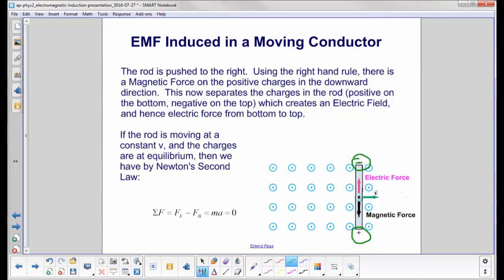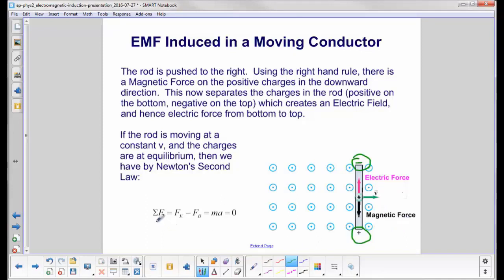Well, what do we have now? We have a separation of charge. So we now have an electric field in the rod pointing from bottom to top. So there will be an electric force on these positive charges counterbalancing the magnetic force. This will go on until these two forces are equal, and then the charges will stop moving.